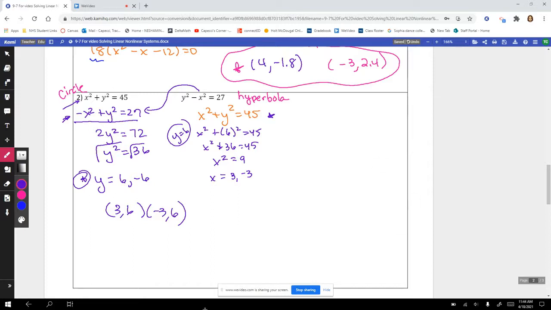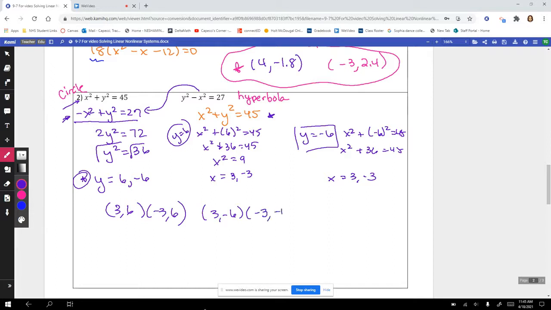Now I'll do the same thing when y is equal to -6. Substitute it in. And you'll see, as you're aware, that that's still going to give me positive 36. So in the end, when y is equal to -6, I'm still going to get 3 and -3. So I have 3 and -6, and -3 and -6.